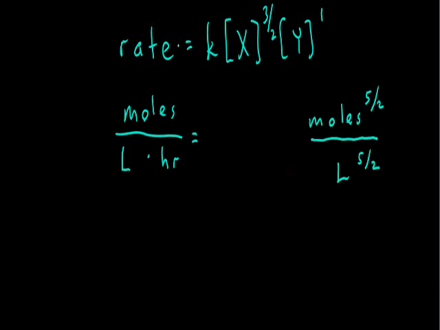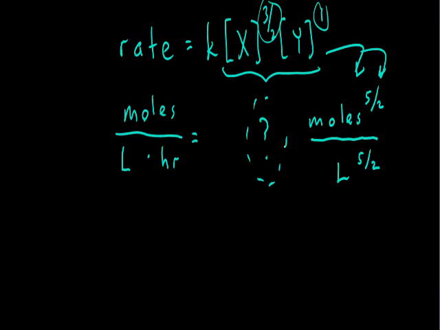When we multiply through our concentrations of x and y raised to their respective orders, we end up with a unit right now of moles to the 5/2 over liters to the 5/2. The value for our K unit now needs to be whatever it needs to be, so that when we multiply everything together here, we're left with moles per liter per hour as our unit of measure.